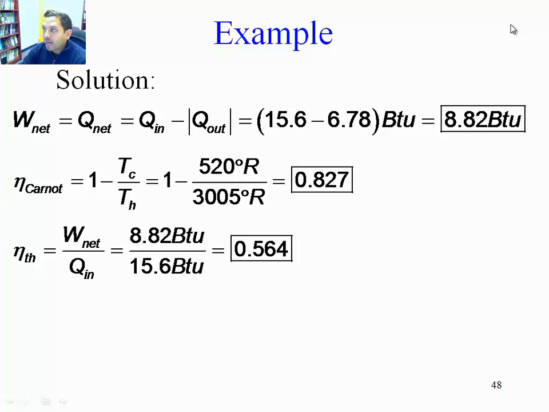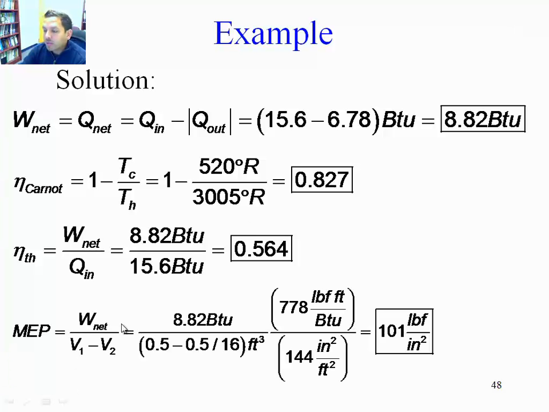So, finally, we can calculate the mean effective pressure as the net amount of work divided by the displacement volume. The displacement volume is volume 1 minus volume 2. Volume 1 is 0.5, and volume 2 is that divided by 16. The volume goes down by a factor of 16. So, basically, the displacement volume is around 0.45 cubic feet, and we divide 8.82 by that.